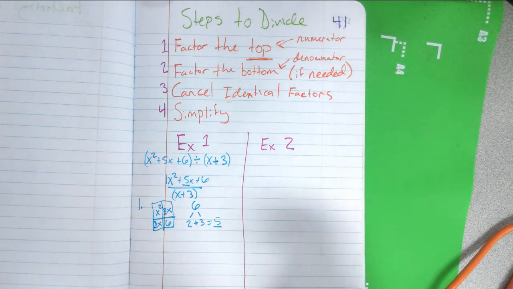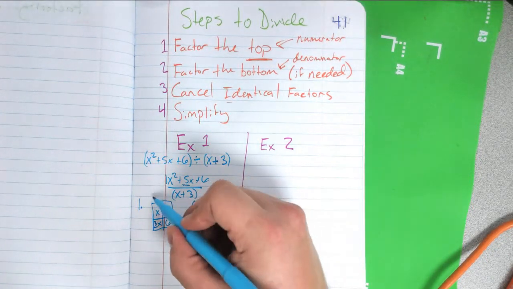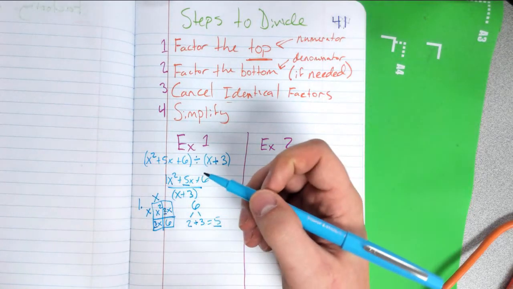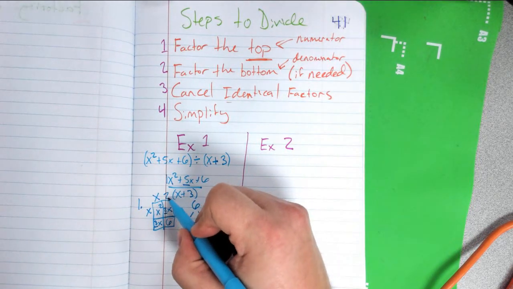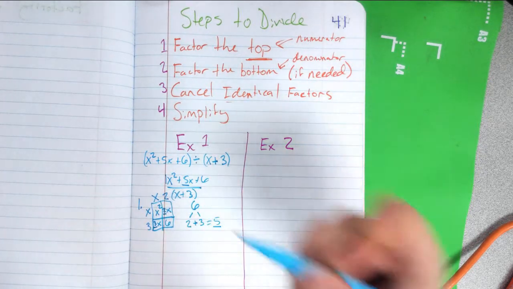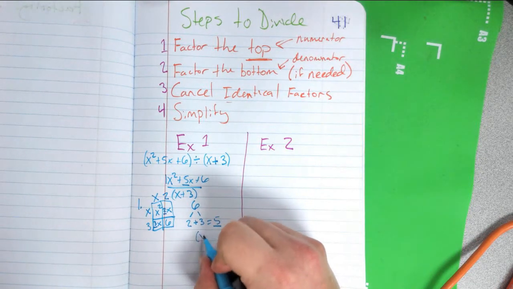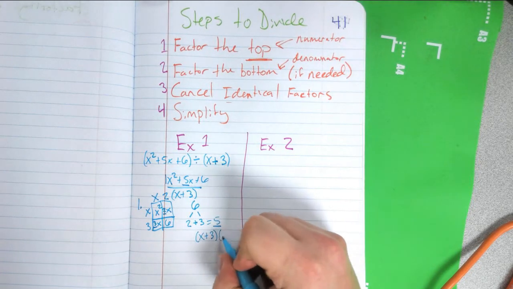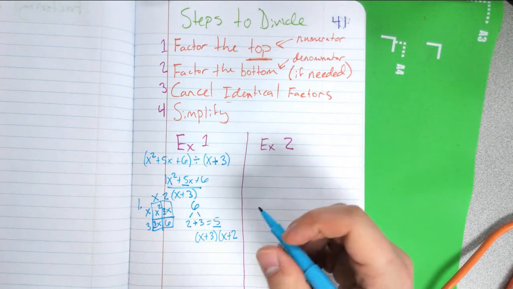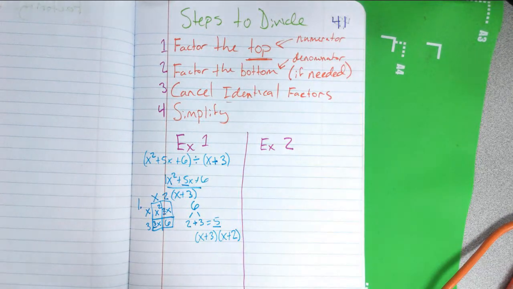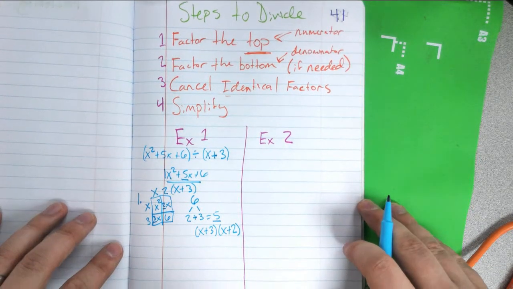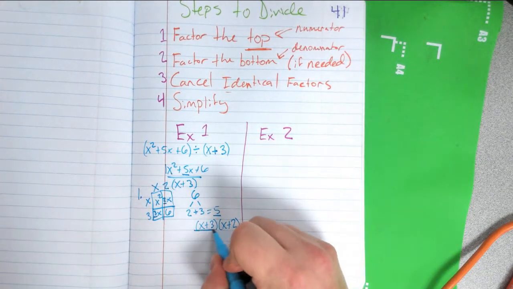I want 5 here. So it's a 2x for one and a 3x for the other. Okay, so I've got those. And so now I can fill out the outside, x and x. Okay, and then this is going to be a 2. This one's a 3. Okay, so I factored the top. Now it looks like this. I've got x plus 3 and x plus 2. All right, so now from here, I factored the top.